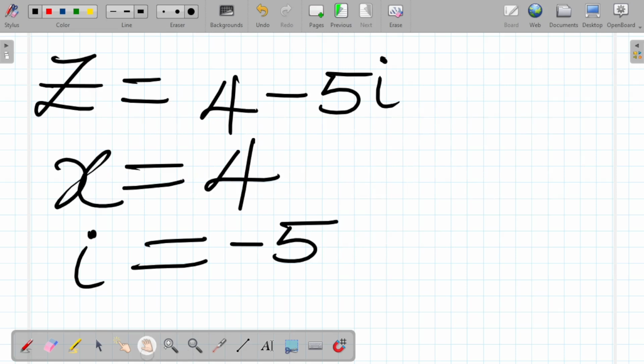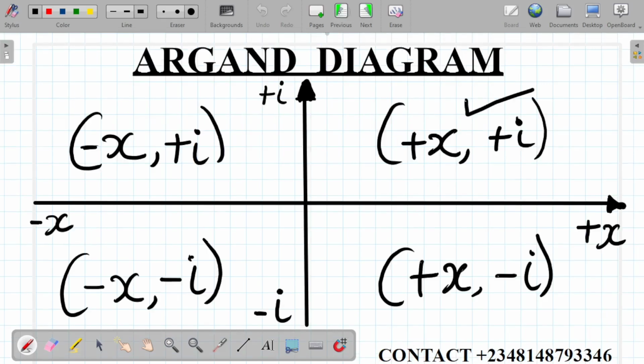So now let's draw the Argand diagram. You can see that x is positive and then I is negative. So let's check where it falls. x is positive and I is negative, so it falls within this region.